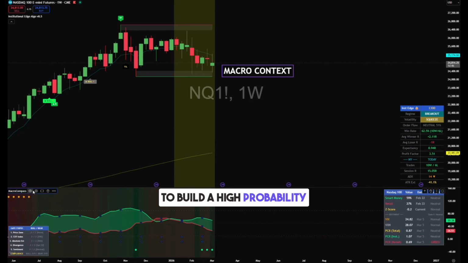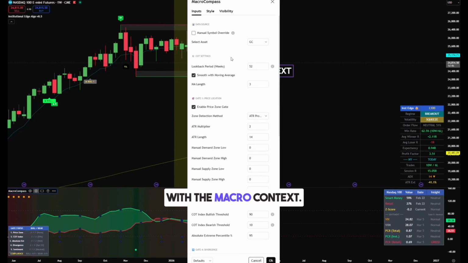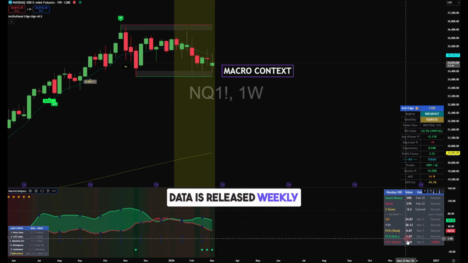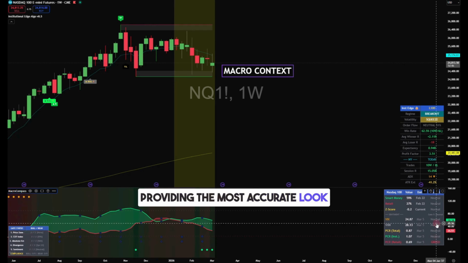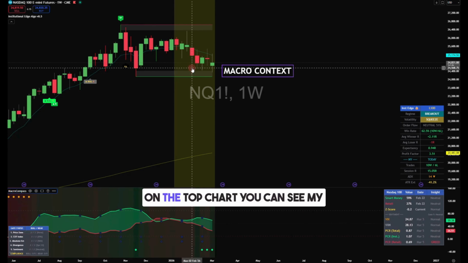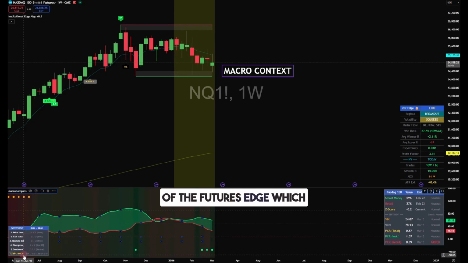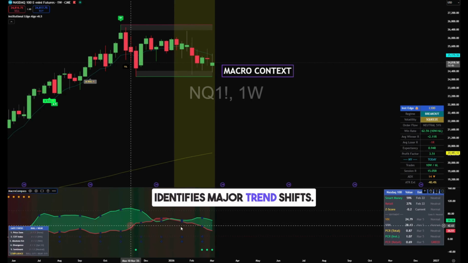To build a high probability trade, we always start with the macro context. Here I'm looking at the Nasdaq on a 1-week time frame. I use the weekly chart because our commitment of traders data is released weekly, providing the most accurate look at big money positioning. On the top chart, you can see my institutional algo, a core part of the futures edge, which identifies major trend shifts.